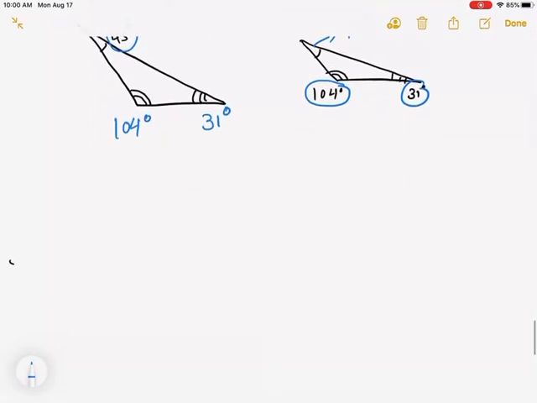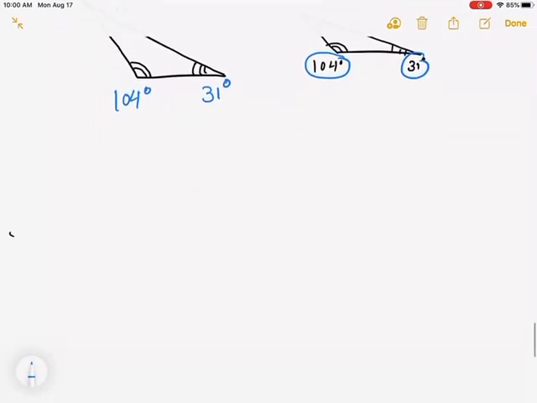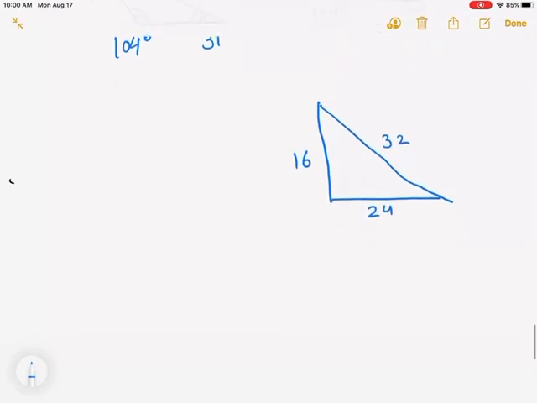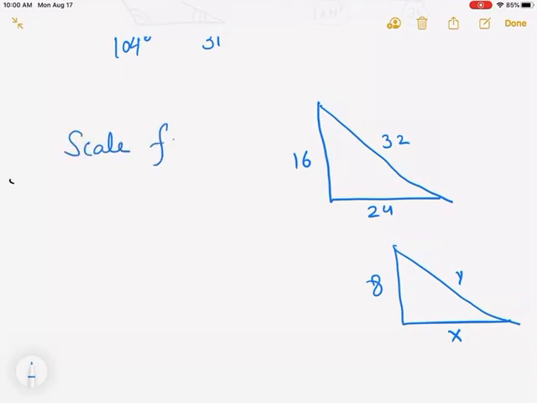Now, let me show you how to deal with side length. Let's say this triangle is 16, 24, 32, and it's a similar triangle. It's not a right triangle. This is 8, this is missing, and this is missing. There are two different ways you can deal with this type of problem. First, you can find their scale factor. If you can find the scale factor of these side lengths, that would be way easier. If not, then I'm still going to show you another way.